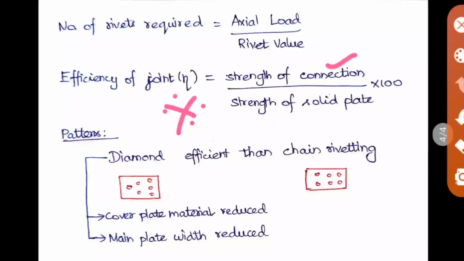And the last is just a note given here, that is patterns. When the rivets are placed in the steel plate, this is diamond shaped rivets and this is chain shaped rivets. Okay, so this diamond shaped fixation of the rivets is more efficient than the chain riveting, because this will reduce the cover plate material and also the main plate width can be reduced, which is very economical also.